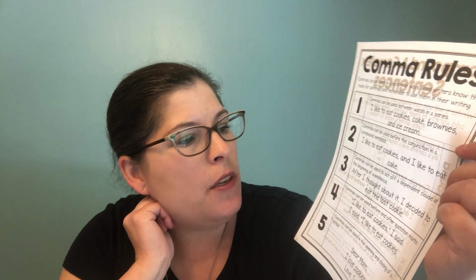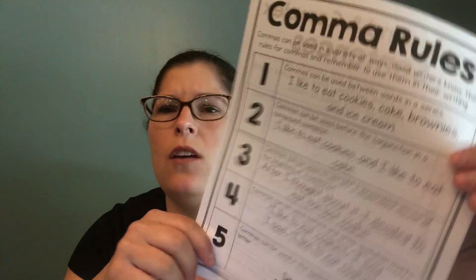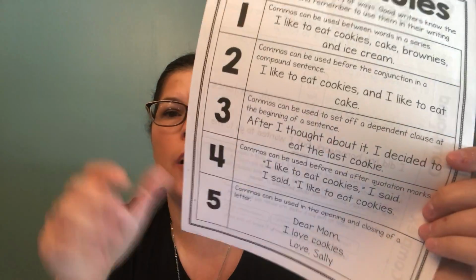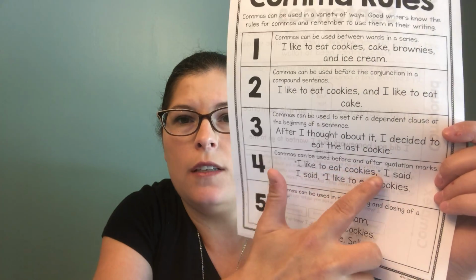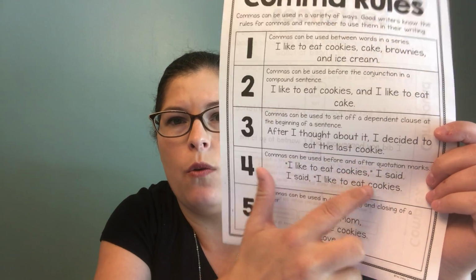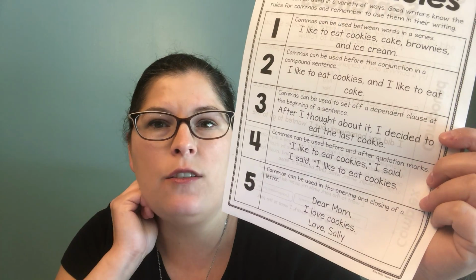All right, commas can be used to set off a dependent clause at the beginning of a sentence. After I thought about it, comma, I decided to eat the last cookie. Or we can do commas can be used before and after quotation marks. I like to eat cookies, comma, now we got our end quote there. I said, comma, I like to eat cookies. So we use those commas and quotation marks as well.